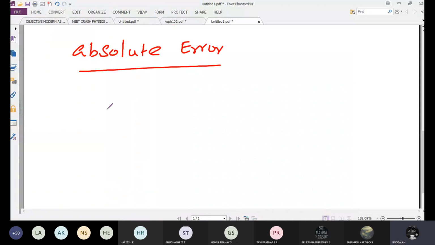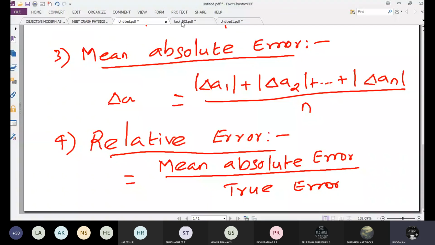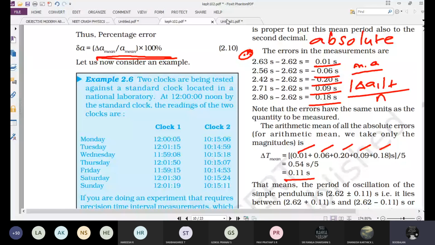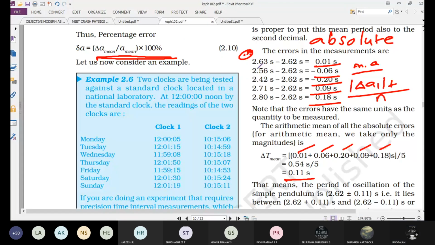So absolute error, del A1. I will take the modulus of del A1: true value minus measured values or observed values. In this question, what is the true value? True value 2.62. 2.62 minus the measured value for A1, 2.63.